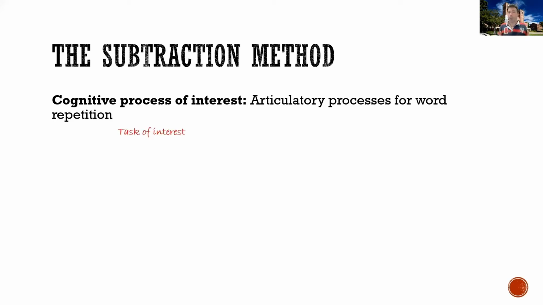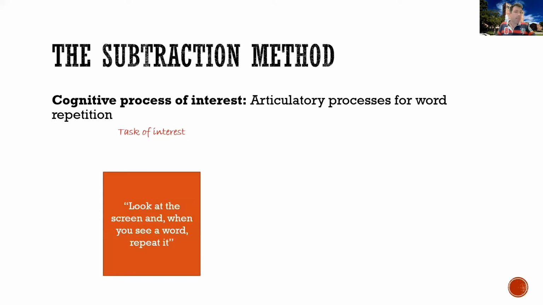Now, I will start by defining a task of interest. So maybe my task will be something like, and here I printed what might be instructions to a participant: Look at the screen, and when you see a word, repeat it. Okay, so here I'm just asking my participant to stare at the screen, and anytime a word appears, they just have to repeat it. This way, I can trigger articulatory processes to repeat a stimulus that is read, okay, which is what I care about. So I'm going to call this the repeat task, right, just for short.